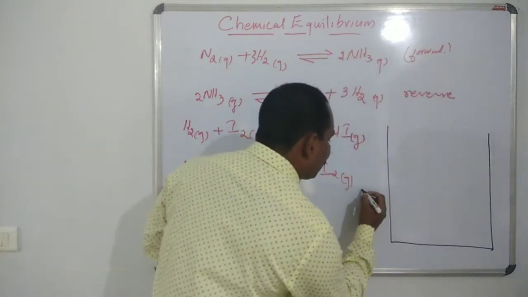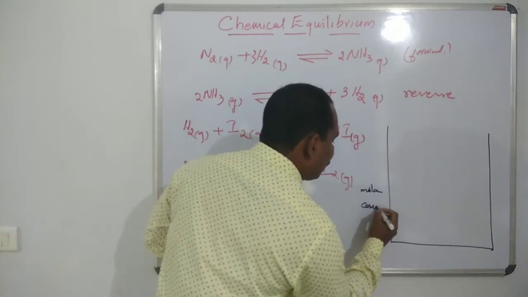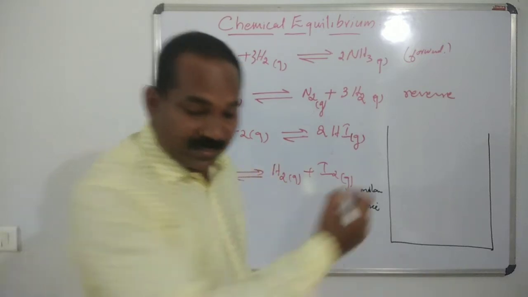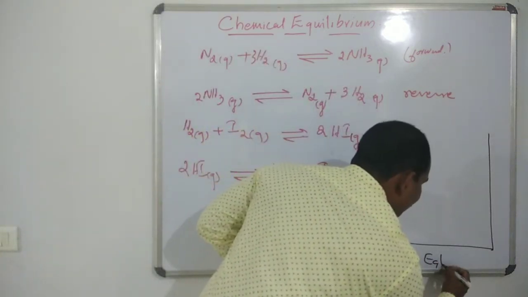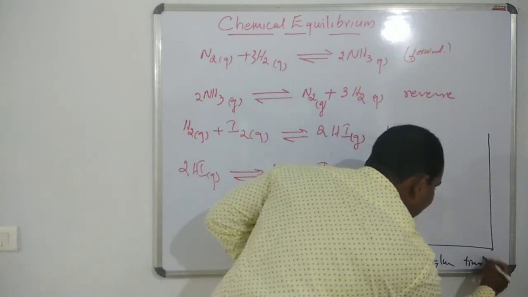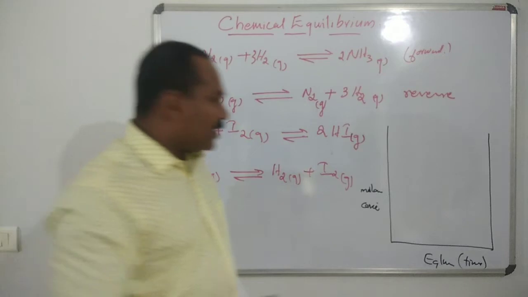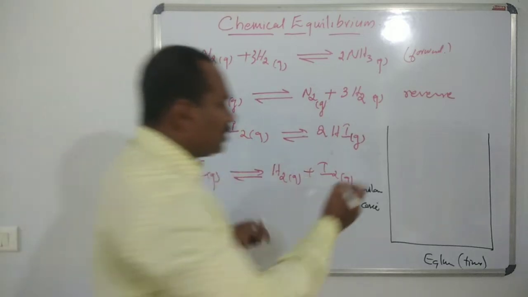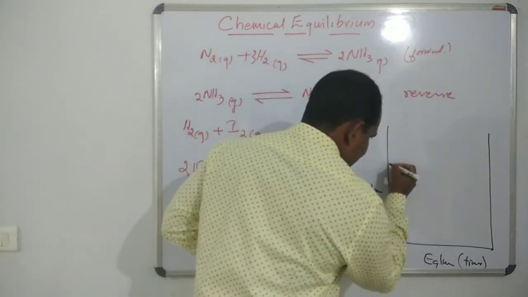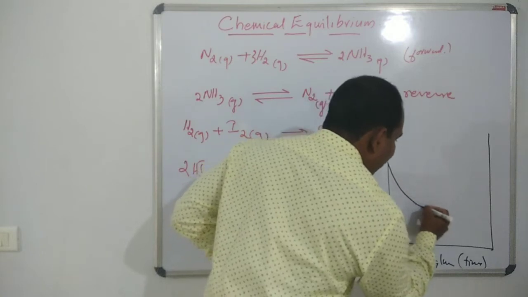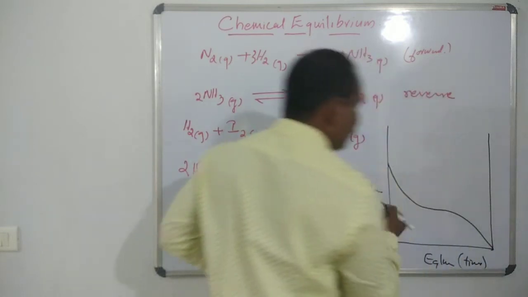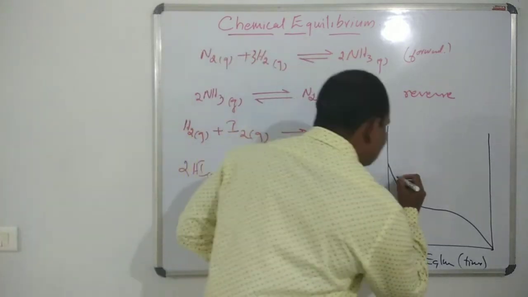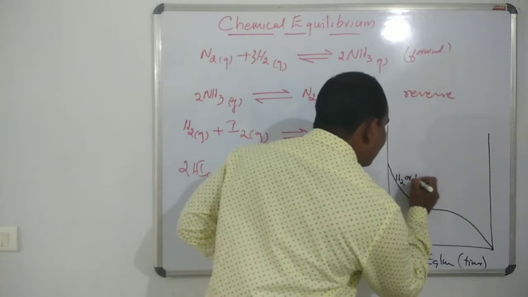Here we consider molar concentration of reactants and products. In this graph, the x-axis is time, that is, equilibrium considered with time. In the first case, hydrogen and iodine combine to form HI. This is for H2 or I2.